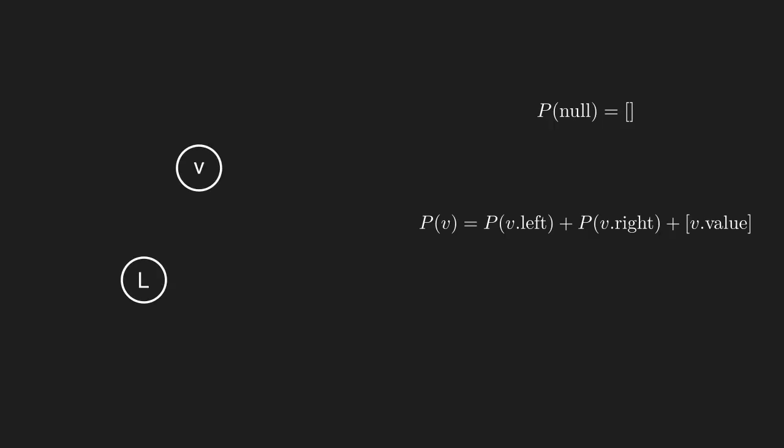For a node V, define P(V) as the postorder sequence of the subtree rooted at V. The recursive definition is P(null) equals the empty list. For a non-null node V, P(V) equals P(V.left), followed by P(V.right), followed by the one-element list containing V.value. This definition establishes the strict order: left subtree first, right subtree second, and parent last.